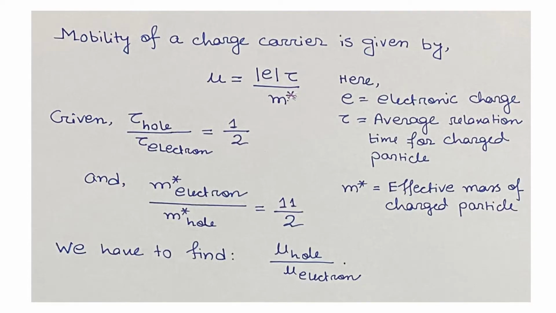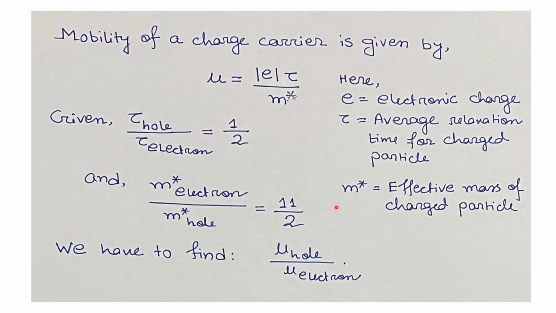Now, from the Drude theory of free electron gas model, we know the mobility of a charge carrier is given by mu equals mod of e multiplied with tau divided by m star, where e is the electronic charge, which is basically 1.6 into 10 to the power minus 19 coulomb. Tau is the average relaxation time for the charged particle. It is also known as the mean scattering time, and m star is basically the effective mass of the charged particle.